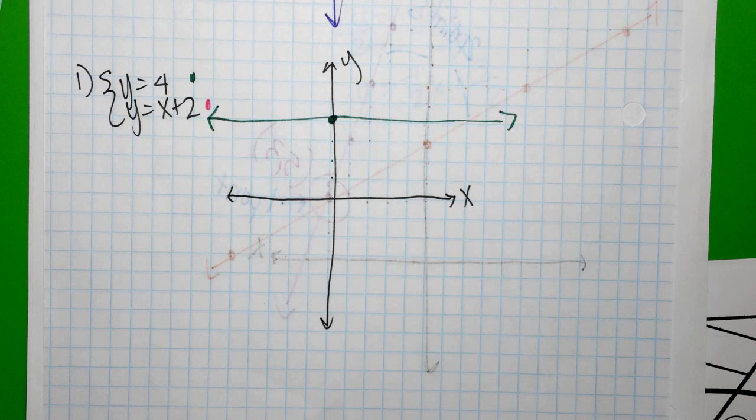Zero. No, they're two different things. Undefined, unicorns die. 0, 0.